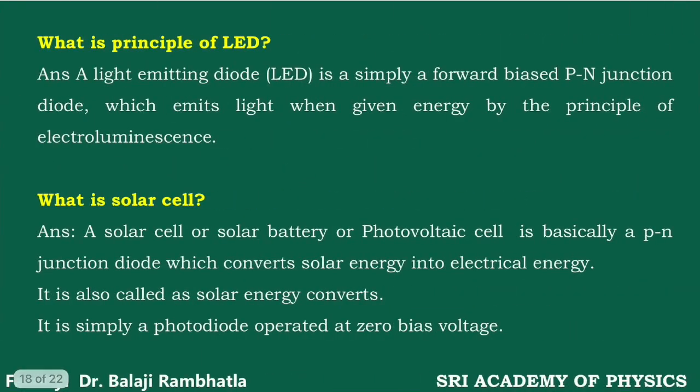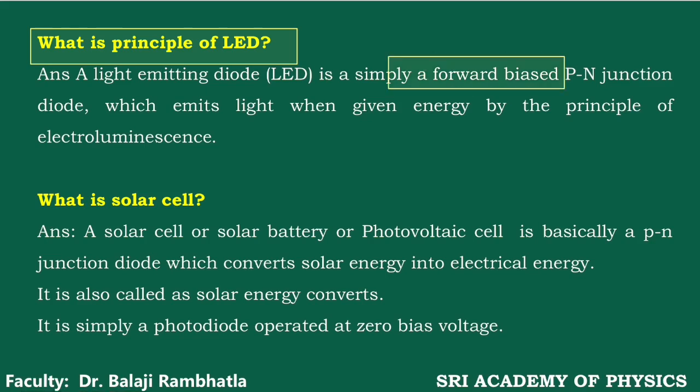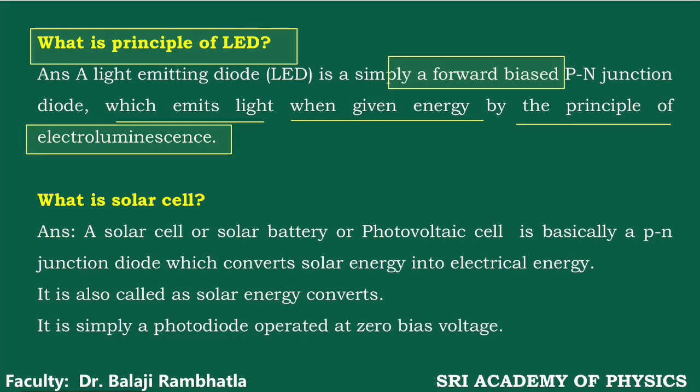What is the principle of LED? The principle of LED is that it is always operated in forward bias, first point. When operated in forward bias, the recombination of electrons and holes emits light when given energy, by the principle of electroluminescence. This is a very important point.